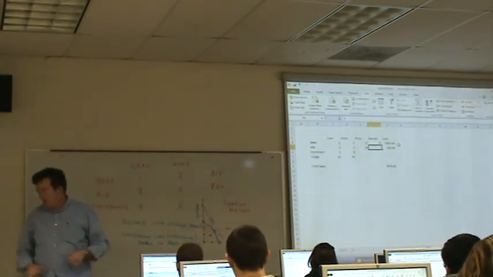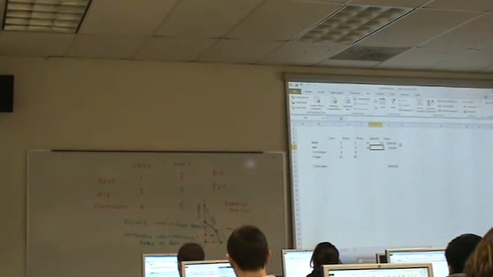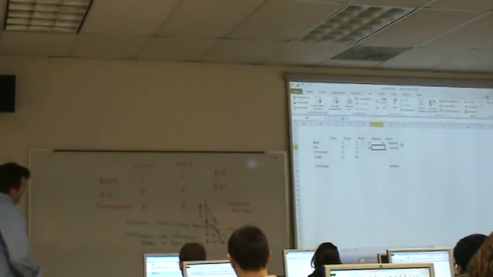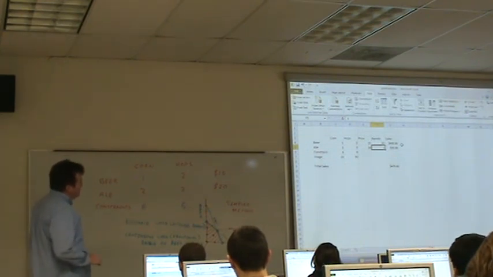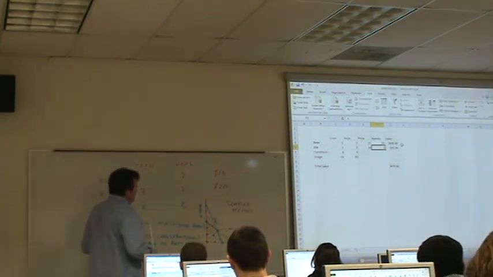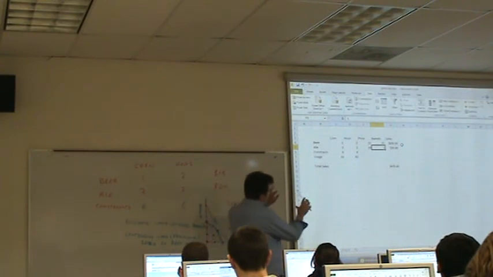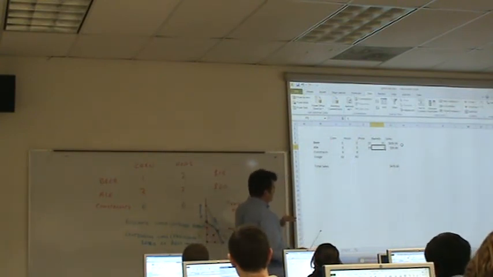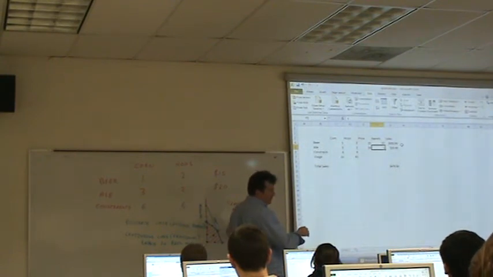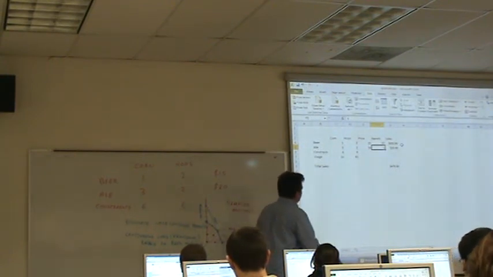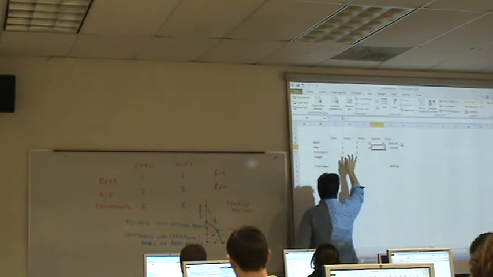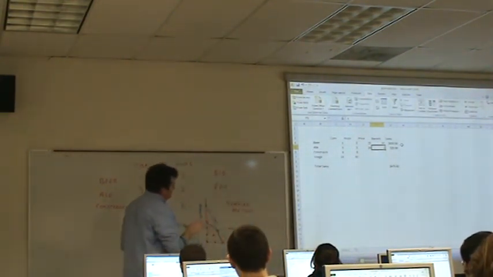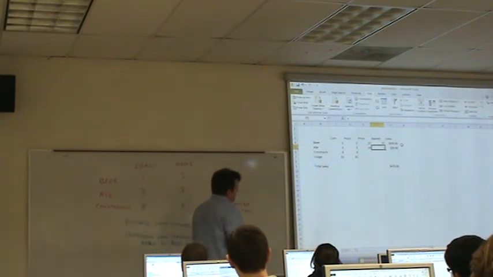Solver's a little confusing to use because you're putting numbers on your spreadsheet and you're asking for one of the boxes to be either minimized or maximized, subject to constraints. What you have to do is set up your boxes to say this box must never be bigger than this box. So now we're going to kick off Solver. I forget how to use it in one.